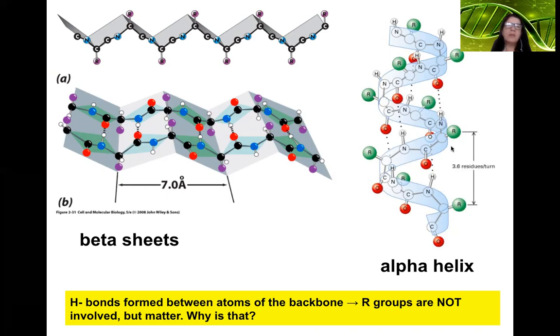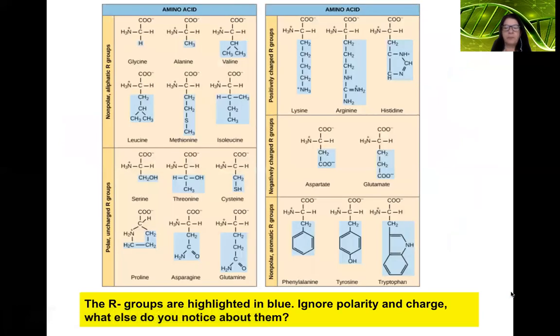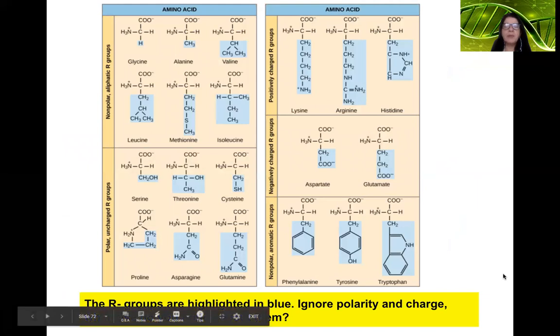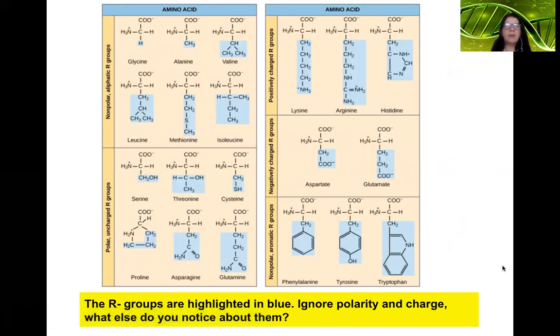Think of this as a 3D space representation. Why would the R groups matter? Especially look at this R group here or this one right here. Why would it matter what type of R group there is in this particular amino acid or this one? And we'll get back to this a little bit later. Now the R groups here are highlighted in blue. Now I want you to ignore polarity and charge. What else do you notice?